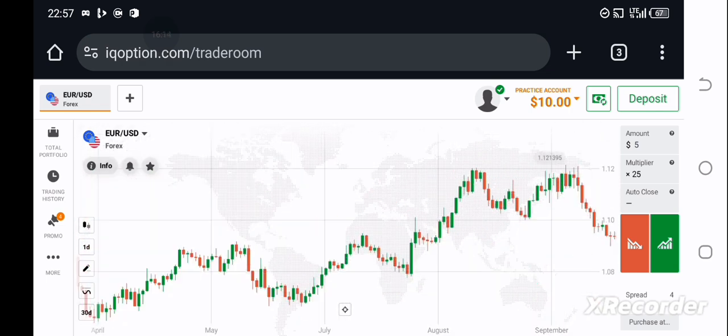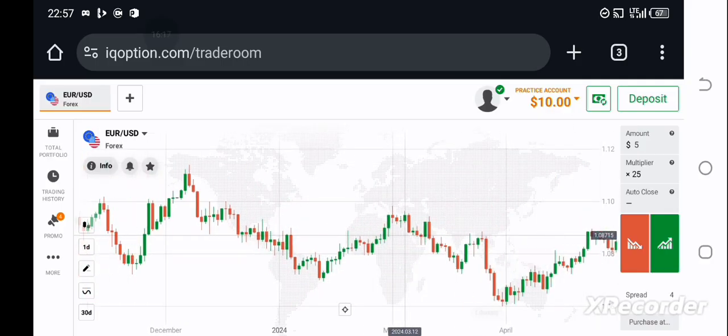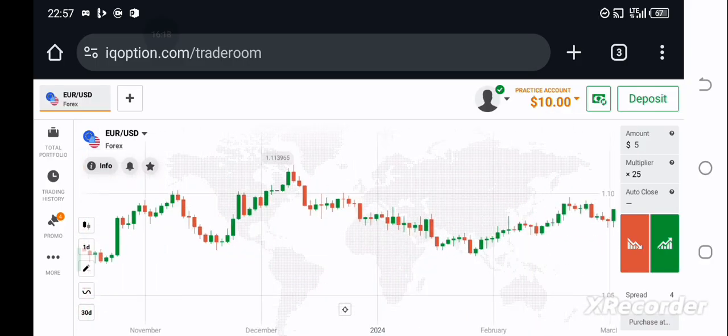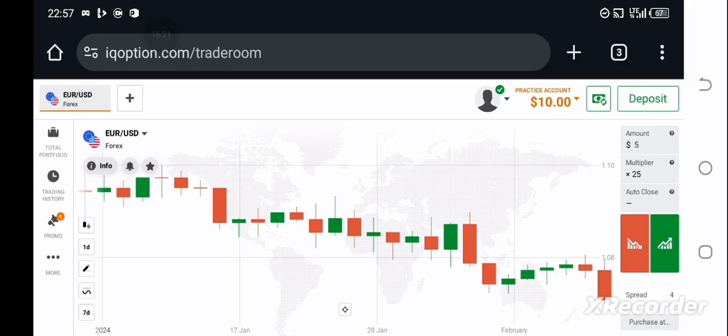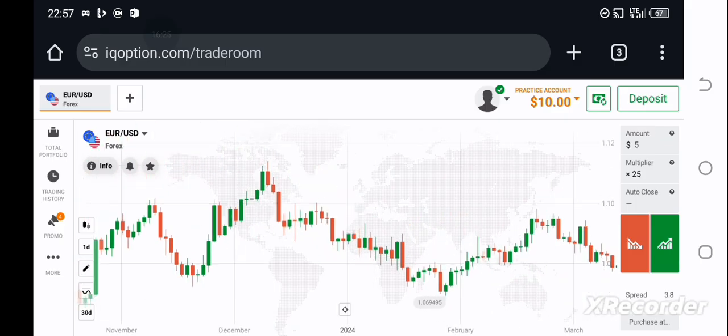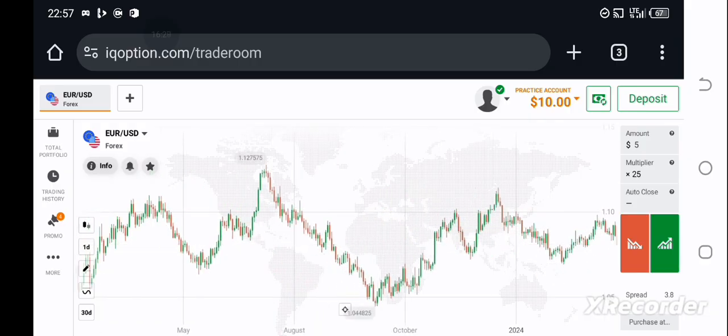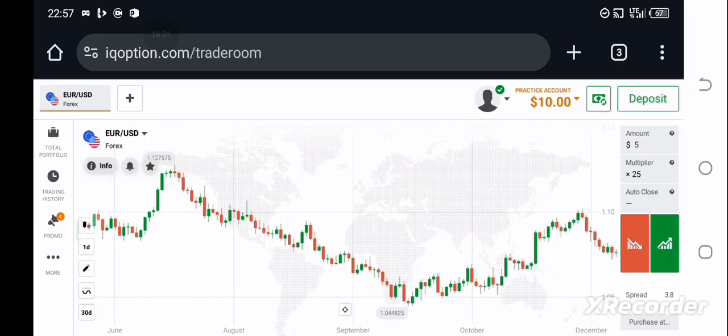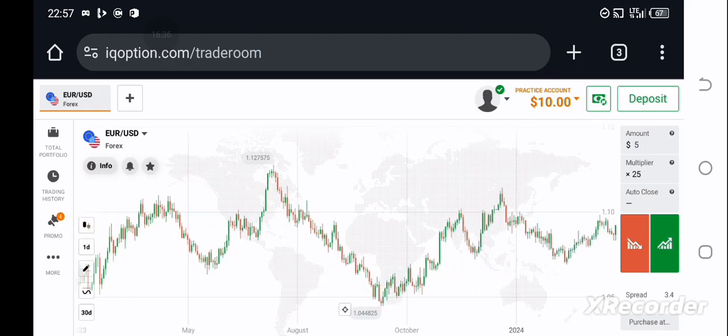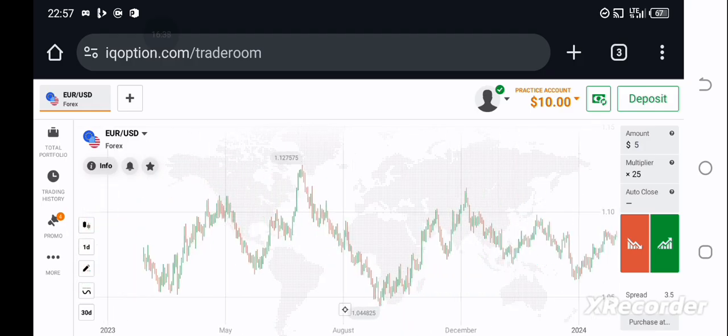But when the market is making too many wicks, you cannot predict. Like in this situation here, you can't predict. This is not a good market, and you can see this is a good market. You can see the downtrend is clear, the uptrend is also clear.